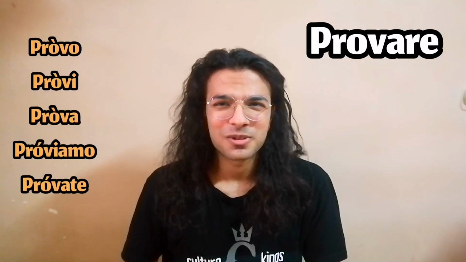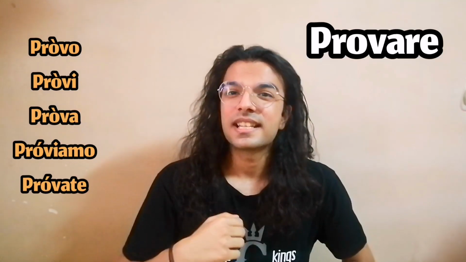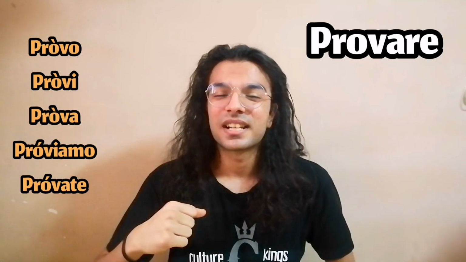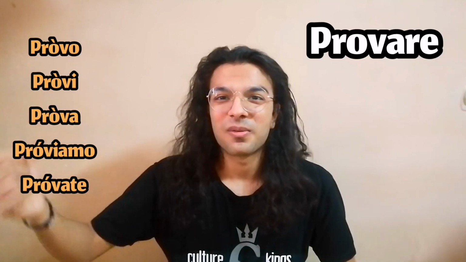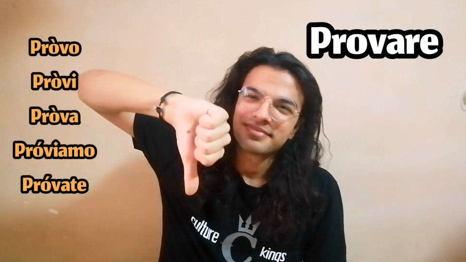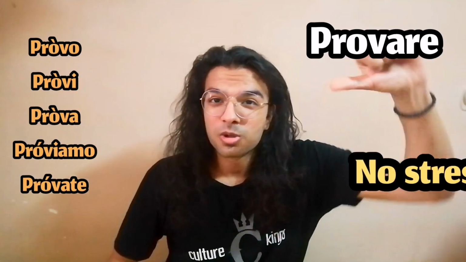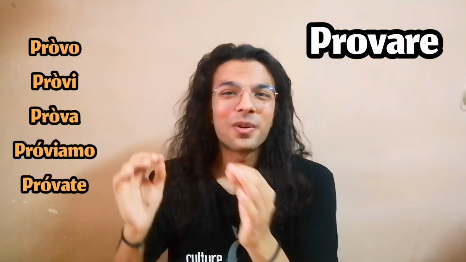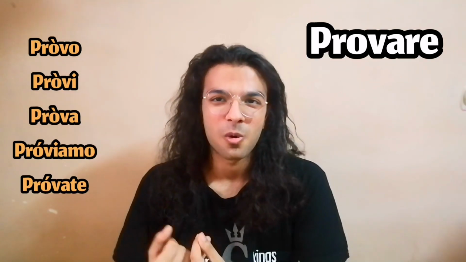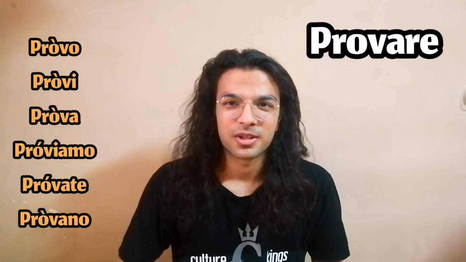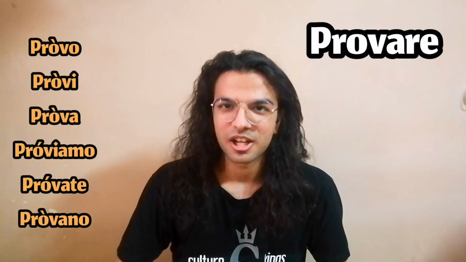Now, for the next part, for noi, we have proviamo, provate. Why did it get closed? Where is the stress? The stress is on amo, proviamo. Then it's again on a, provate. So the stress is on O? No. No stress, always closed. So in proviamo and provate, we are seeing the closed O. Then we have provano. Again, the stress comes on O and makes it open this time.